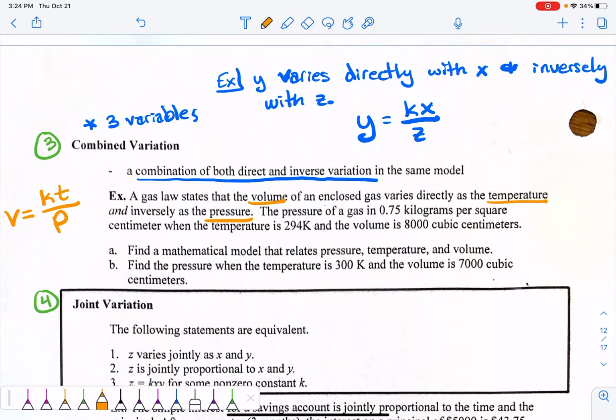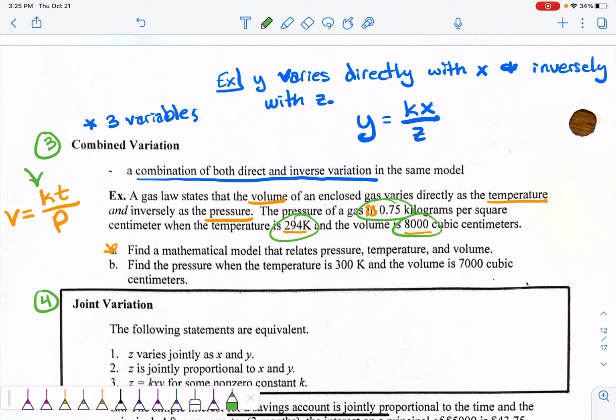The pressure of a gas is 0.75 kilograms per square centimeter when the temperature is 294 Kelvin and the volume is 8,000, okay? Find a mathematical model. Again, this is just like saying find the K value and write me what the equation looks like. And that's where we use these three numbers up here, to solve for K to begin with. Like, what is this constant? What is this number that never changes, if I'm given any three other values?